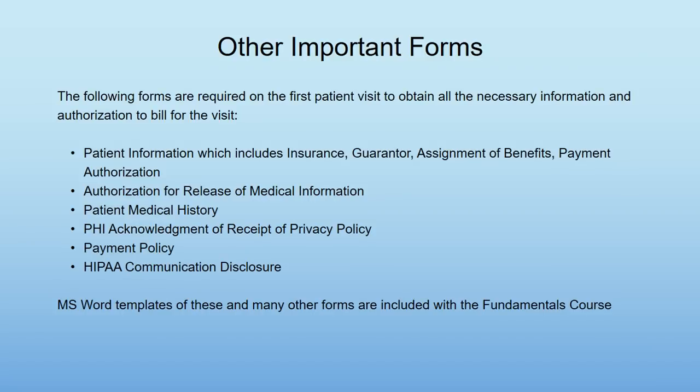Some of the other important forms that are required to be filled out on the first patient visit are the patient information form, which we showed a screenshot of earlier. That includes all the insurance and demographic information, the guarantor, the assignment of benefits, signature, and payment authorization. There's also the authorization for release of medical information, the patient medical history, and the PHI acknowledgement form. PHI stands for Protected Health Information. That's a term that you see a lot more often now because of HIPAA. There's also the payment policy of the practice and the HIPAA communication disclosure.